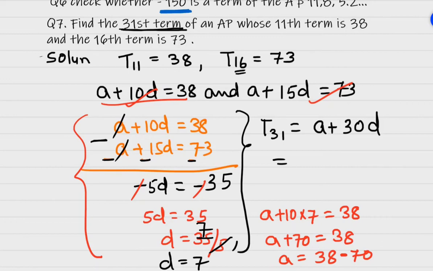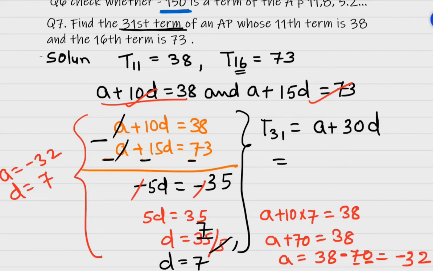38 minus 70. See, what is your answer? 10 minus 8 is 2. Here you have 6. 6 minus 3 is 3. So it will be in minus. So what is your A? A is equal to minus 32. A is equal to minus 32 and D is equal to 7.